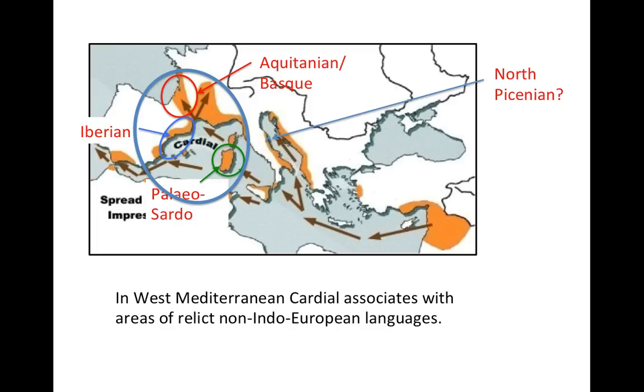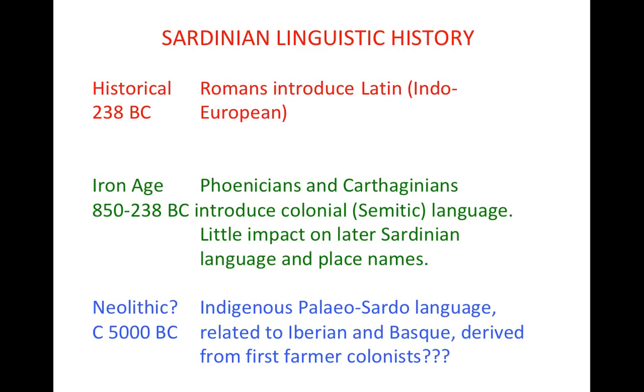And in Sardinia, this is, remember, our gold standard for Near Eastern, we have the remnants of what is normally called Paleo-Sardo. And if we take a look at Sardinian linguistic history, starting most recently, it was only in 238 BC that the Romans conquered Sardinia and introduced the Indo-European language of Latin. Before that, during the Iron Age, we know that Phoenicians and Carthaginians had established colonies there, and they had introduced their own language, which is a Semitic language, still surviving in Malta, that's Maltese. This had very little impact, however, on later Sardinian language and on its place names. But if you look at the Sardinian language and its place names, it contains clearly an element of a non-Indo-European language. Some argue that it has elements that we could also find in Iberian and Basque.